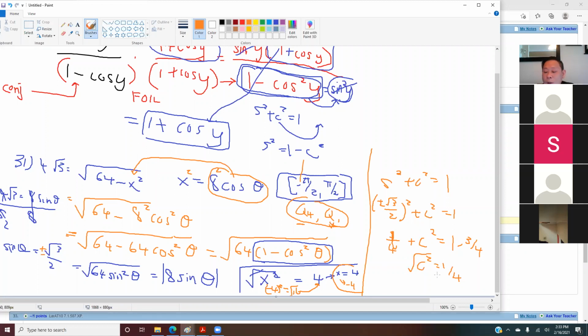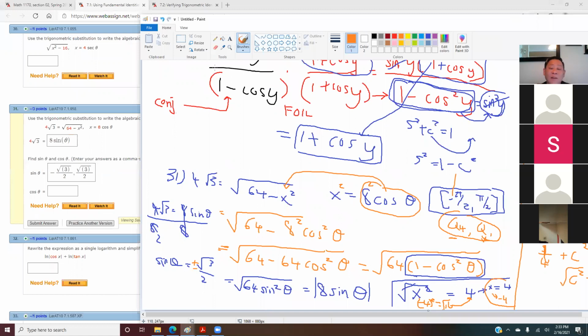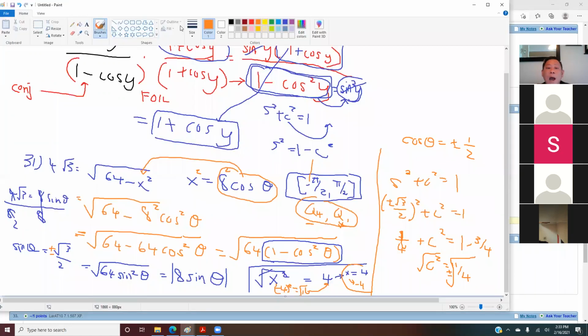And then when you take the square root, you also have a plus minus. So your cosine theta in this case is going to be plus and minus 1/2, because the square root of 1/4 is 1/2. However, you cannot put plus minus here, like last time. The reason why is because of your quadrant.